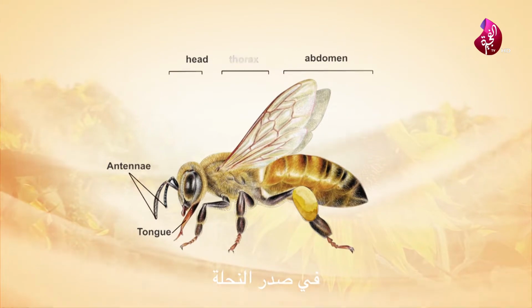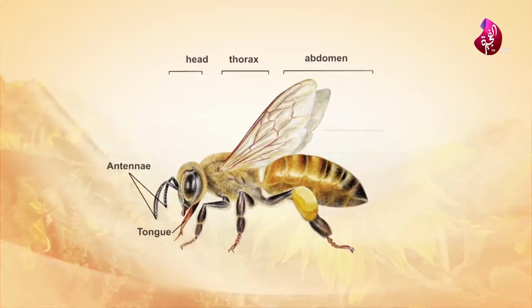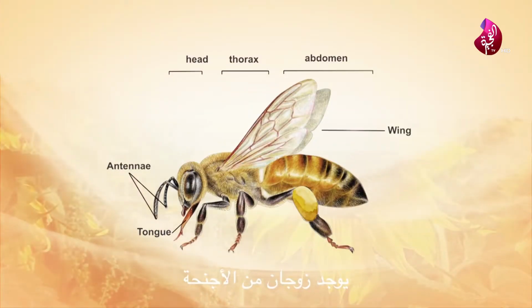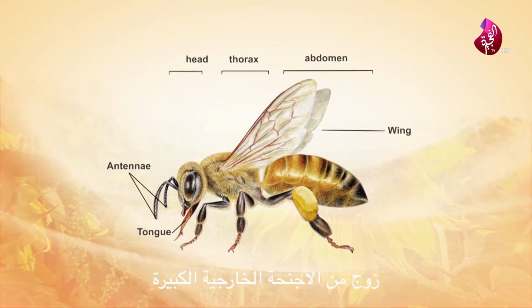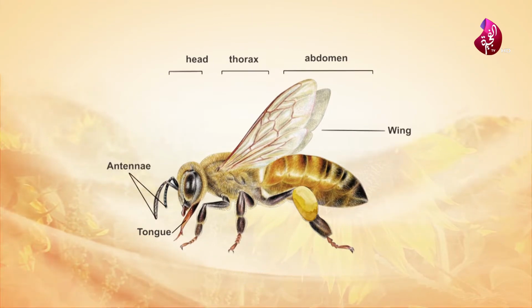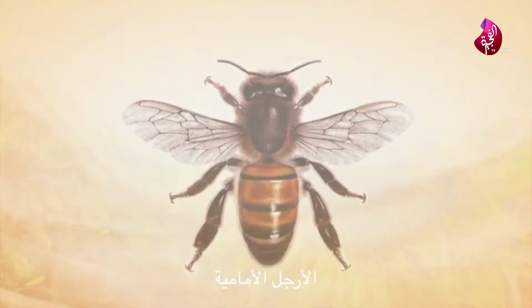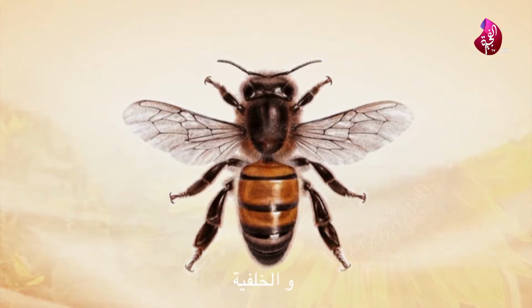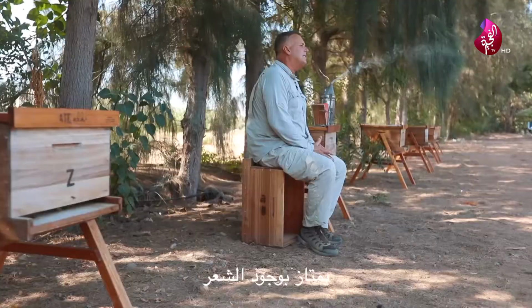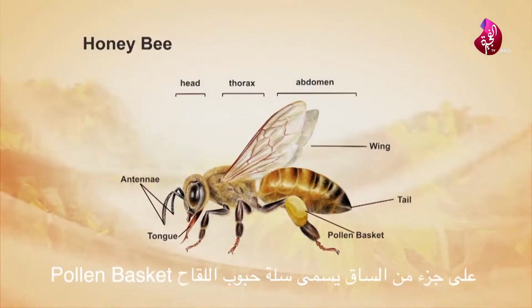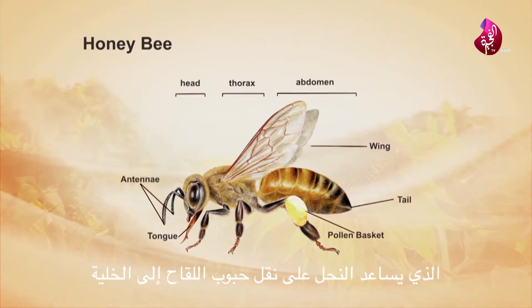On the bee thorax, we have the locomotion organs, the wings and legs. Of the wings, we have two pairs, a large pair that is posterior and a small pair that is anterior. And the legs, we have three different pairs: front, middle, and posterior. On the last pair of legs, we have hairs forming the pollen basket, where the bee transports pollen grains to the hive.